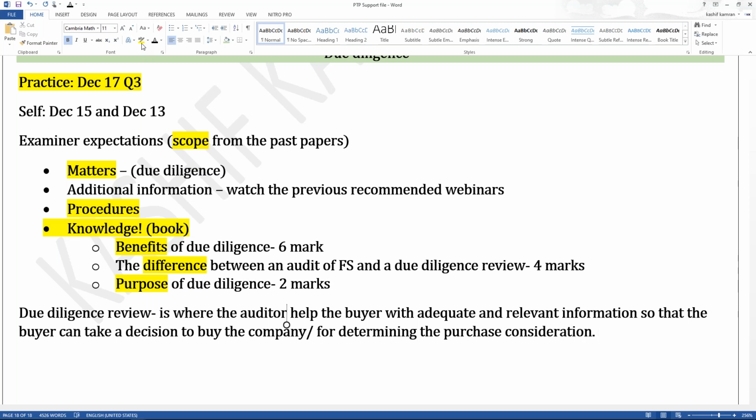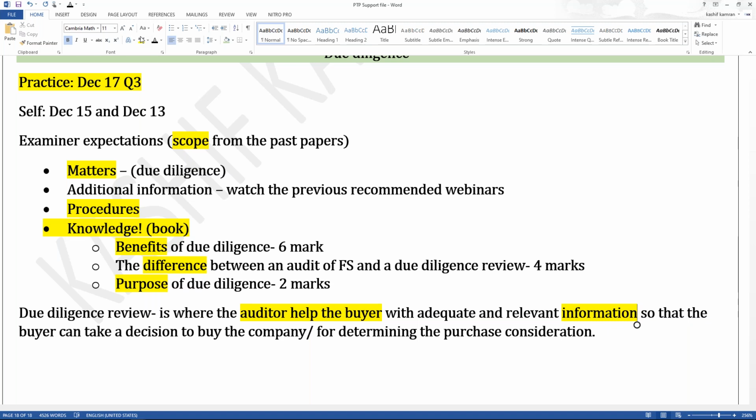The auditor helps the buyer. When you perform a due diligence review, it is basically the auditor helping the buyer, providing them the information about whom? Information about the seller. So this is acquisition, right? The buyer is buying a company. So it's basically the merger and acquisition. So when you read the case, you will be the auditor of the buyer, and the buyer is interested in buying a company. Is that clear to everyone?